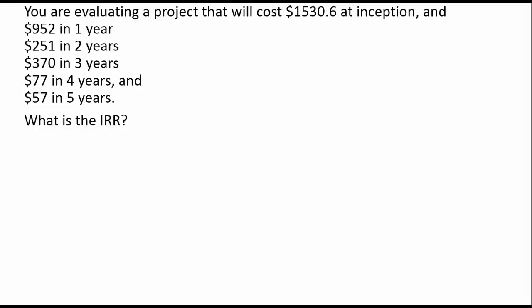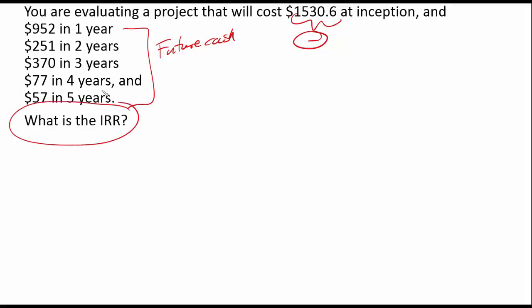Okay, so we are evaluating a project that has a cost of $1,530.60 at inception. So this is what it's going to cost us at time t equals 0, right? And we are estimating future cash flows in these amounts right here. Those are the future cash flows. This one here is going to be a negative value, that 1,530.60, and what we are trying to solve here is the internal rate of return. So we're trying to figure out what is the return on this project if we are to do it.